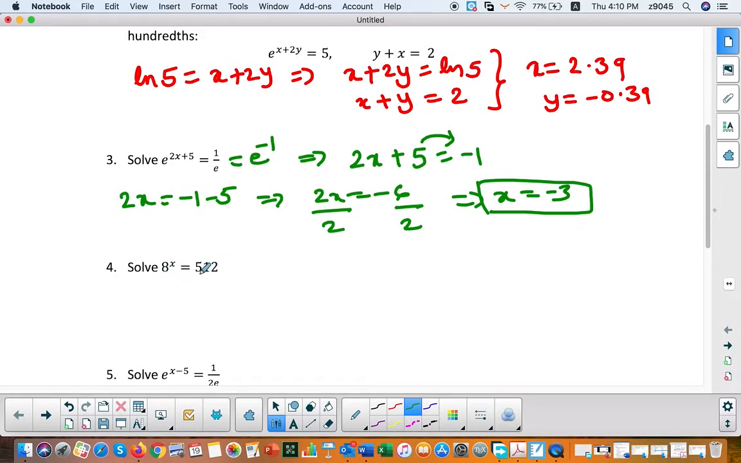Let's look at this example now. 8 to the power x is equal to 512. Straight away I can convert this into a log function: log base 8 of 512 equals x. On simplifying, 8 times 8 is 64, and 64 times 8 gives you 512, so the value of x is 3.